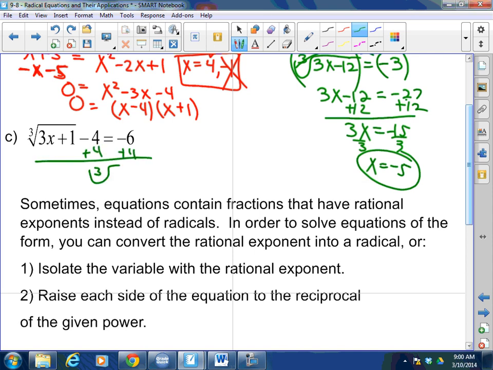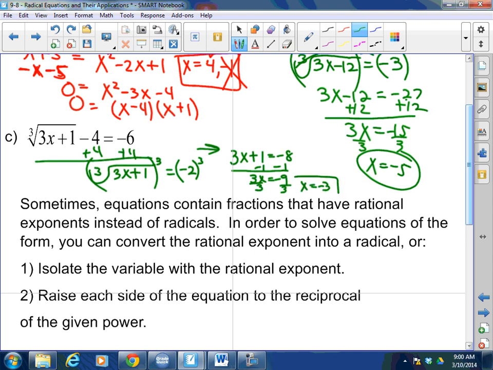I got the cube root of 3x plus 1 equals negative 2. I want to get rid of a cube root by cubing both sides. So that's going to give me 3x plus 1 equals negative 8. Subtract the 1 to both sides. 3x equals negative 9. Divide by 3. X equals negative 3. Bingo. Done.